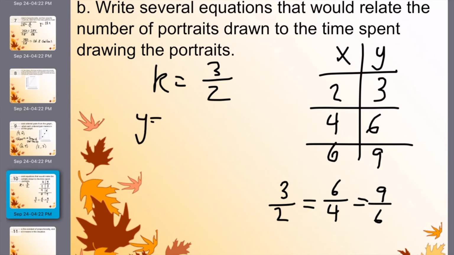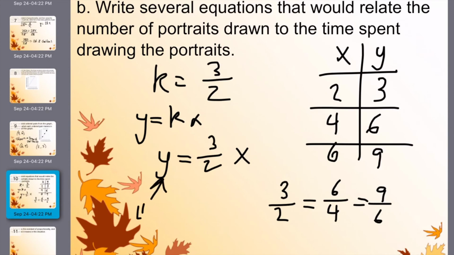So if I wanted to, I can write an equation. Remember, y equals kx. In this case, it'll be y equals 3 halves x, where y would be the number of portraits, and x would be time.